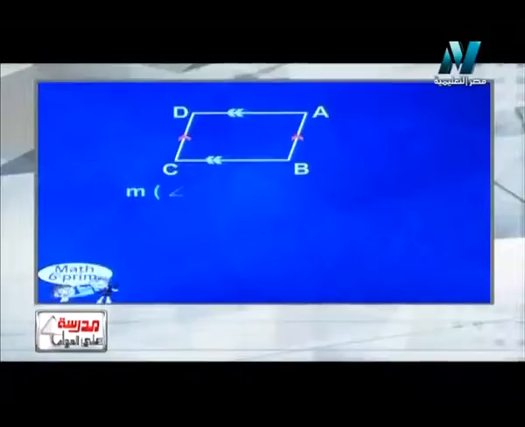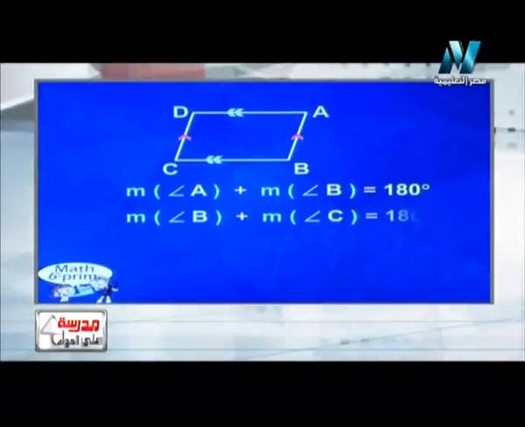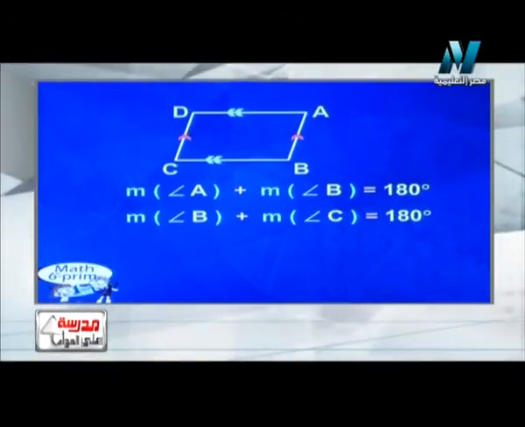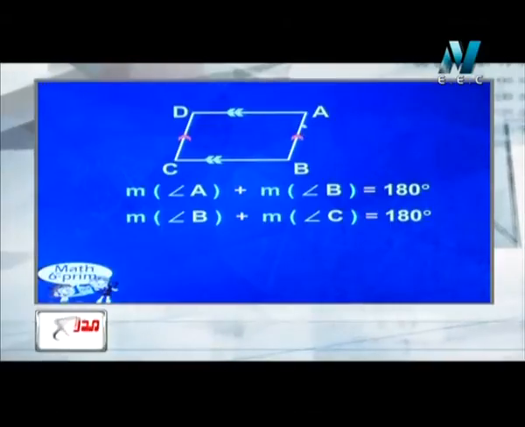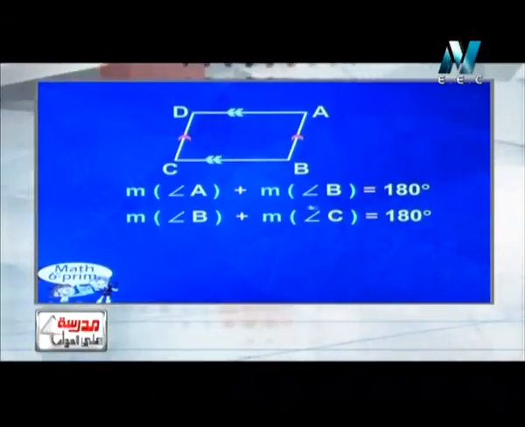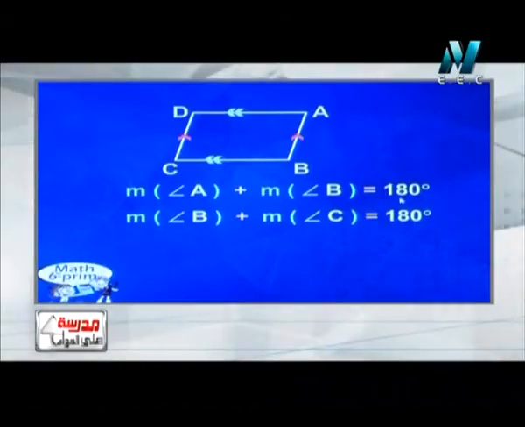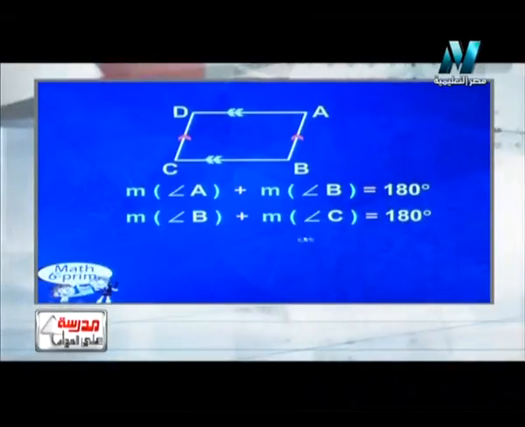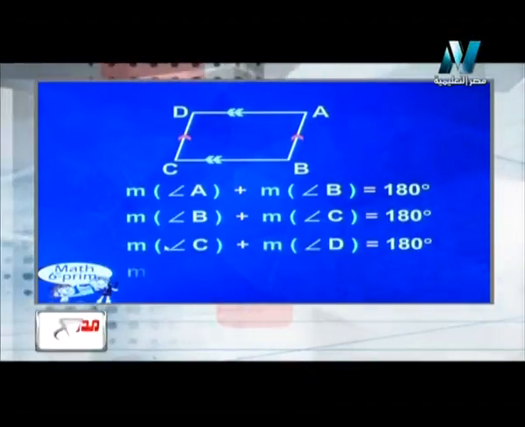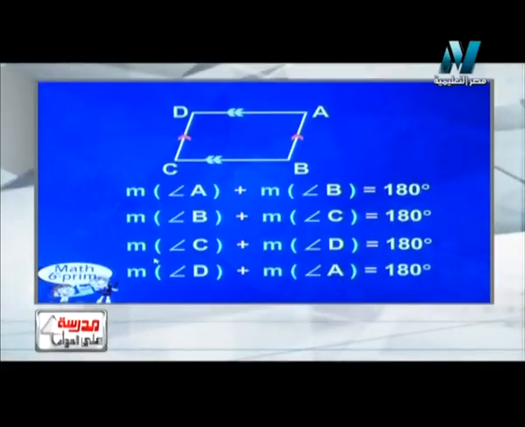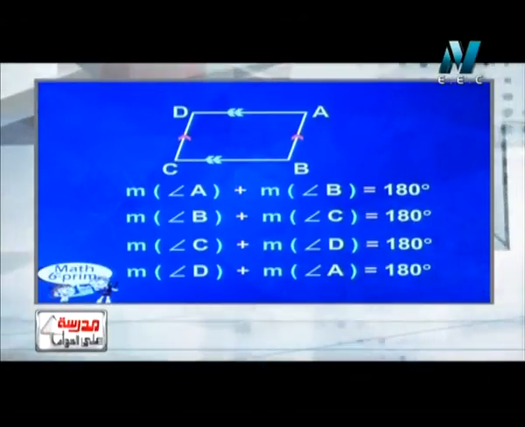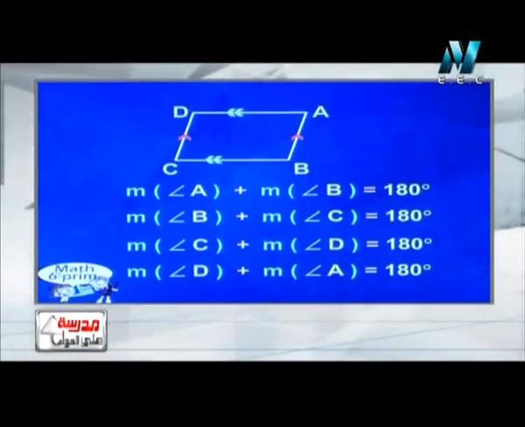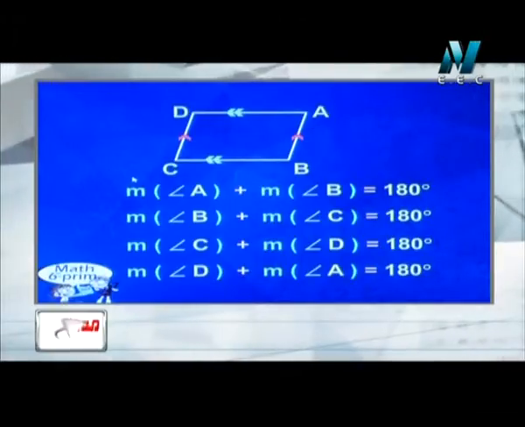Let's continue the properties of a parallelogram. The third one is a very important property of a parallelogram. Yes, let's see together, my dear students. If we add the measure of angle A plus the measure of angle B, the result will be what? The result will be 180 degrees. In the same way, the measure of angle B plus the measure of angle C equals 180 degrees. The measure of angle C plus the measure of angle D equals 180 degrees. And finally, the measure of angle D plus the measure of angle A equals 180 degrees.